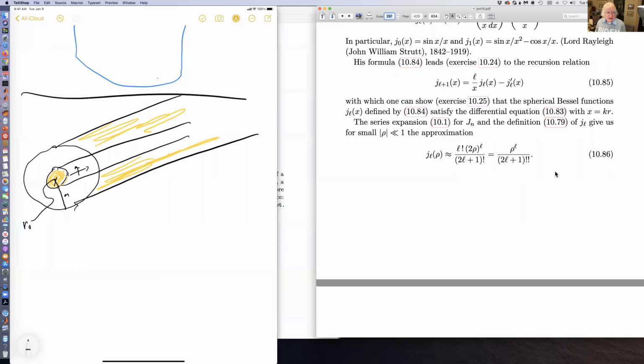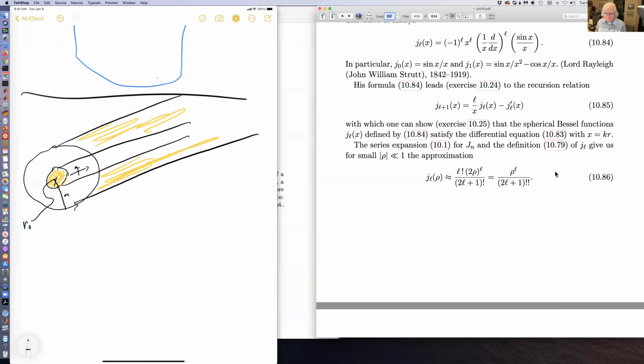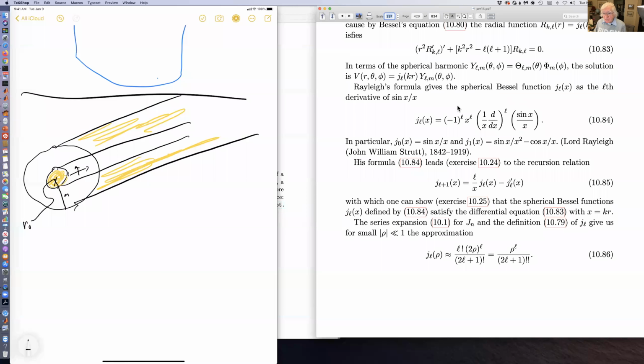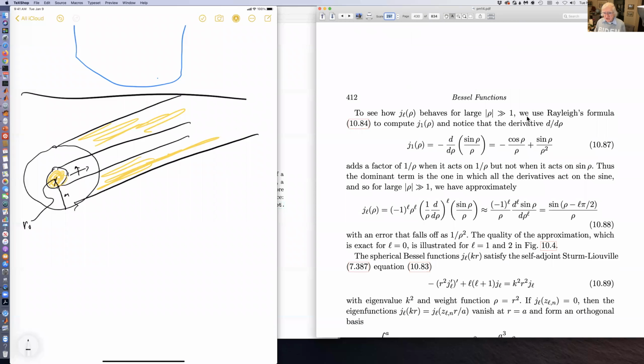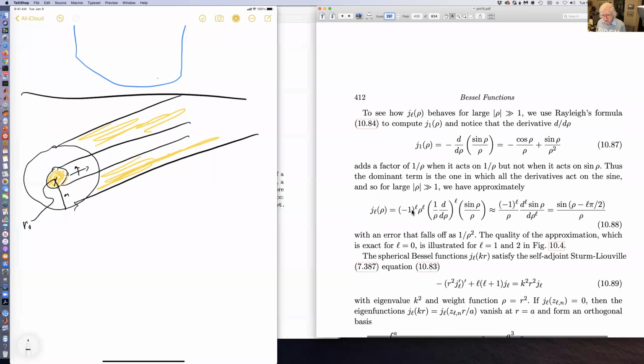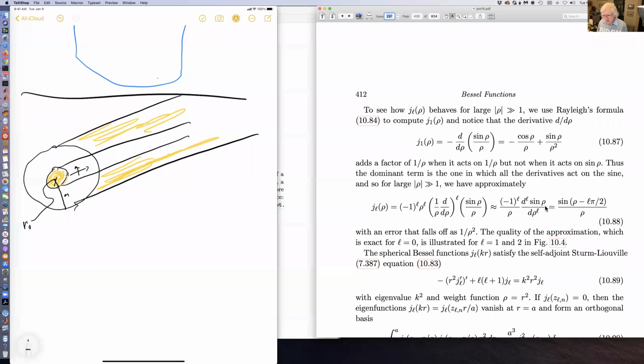And that means that the terms where the derivative acts on 1 over x get smaller and smaller for big x, whereas when the derivative acts on sine, it just gives you a cosine, you act again, you get sine again. And so for large rho, the spherical Bessel function is -1 to the L, the rho to the L's cancel. We get a 1 over rho, and then we have L derivatives of the sine of rho.